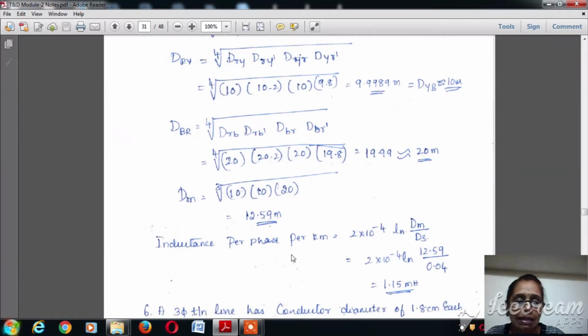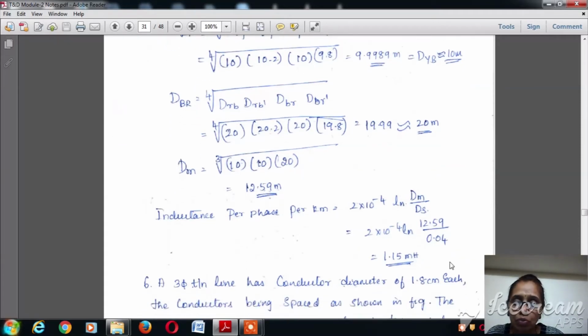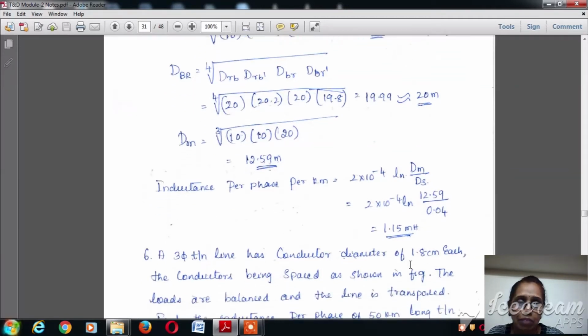To calculate the inductance per phase per kilometer, we know that the formula is 2 into 10 to the power minus 4 into ln of dm divided by ds. So 2 into 10 to the power minus 4 ln into 12.59 divided by 0.04 gives 1.15 millihenry.